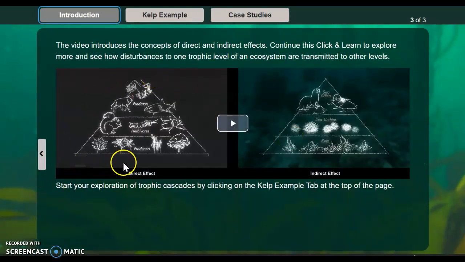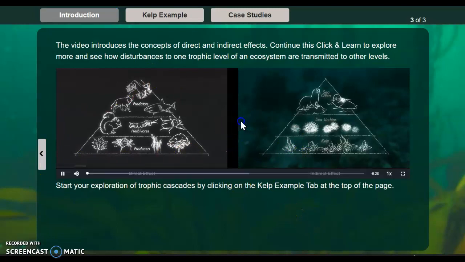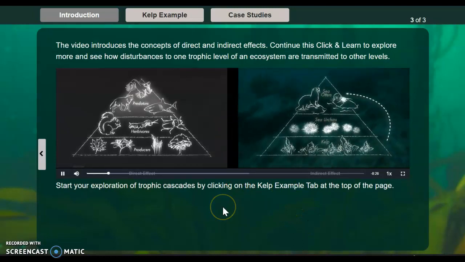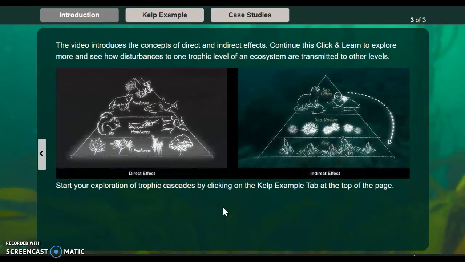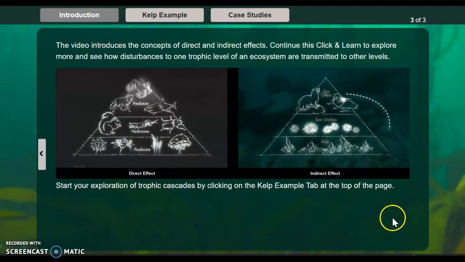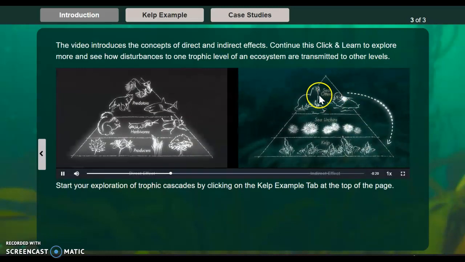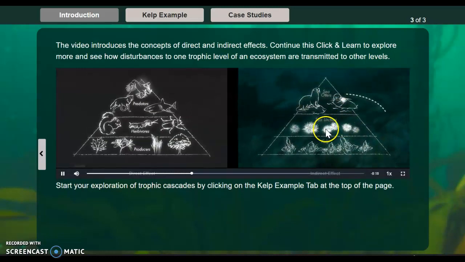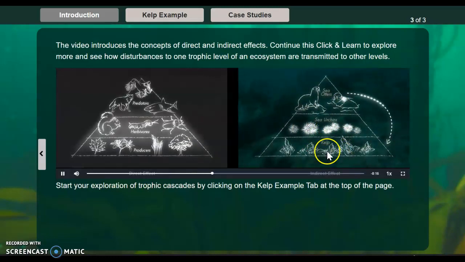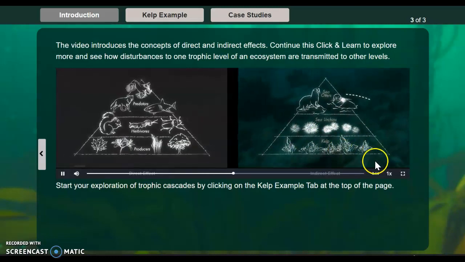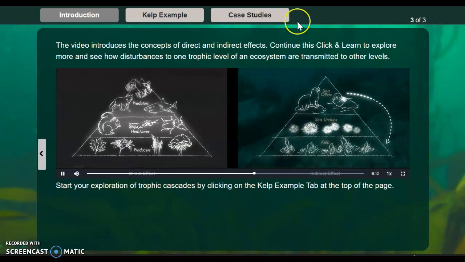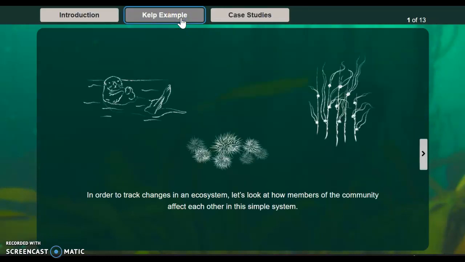So we're now going to look at direct versus indirect effect in our trophic cascades here. So indirect effect, the sea otters not controlling the sea urchin population can mean they can eat all the kelp, and the kelp will be gone. So if we're looking at a kelp example here, we want to track the ecosystems and see what happens to the different communities of otter, sea urchin, and kelp.